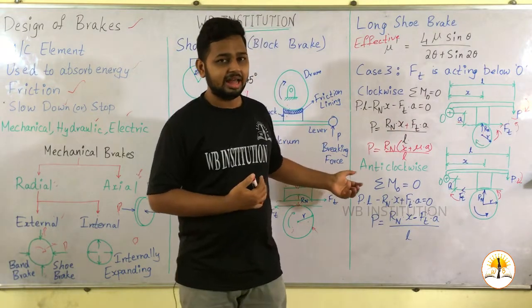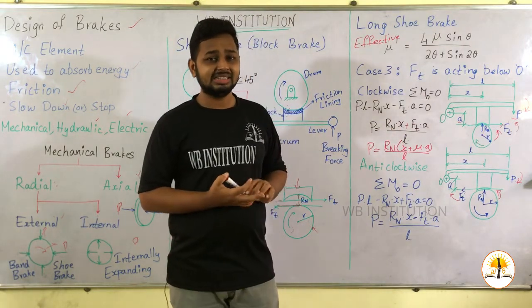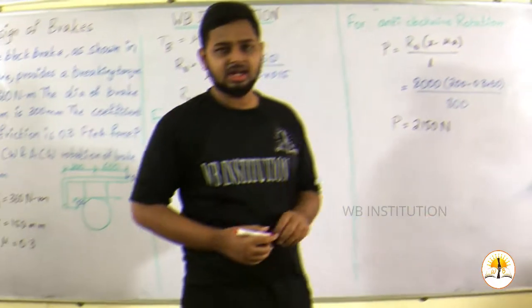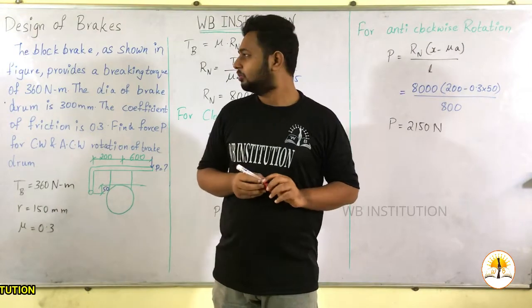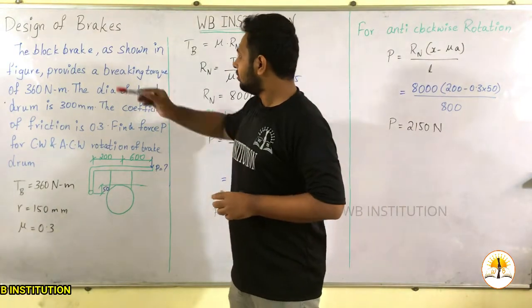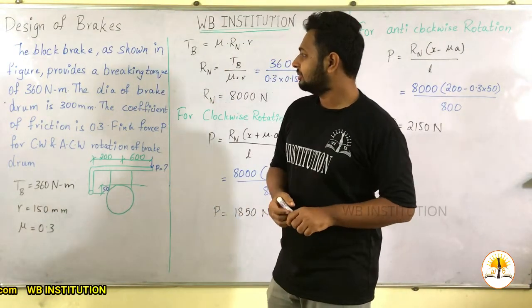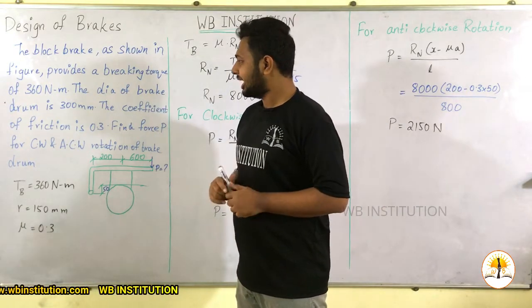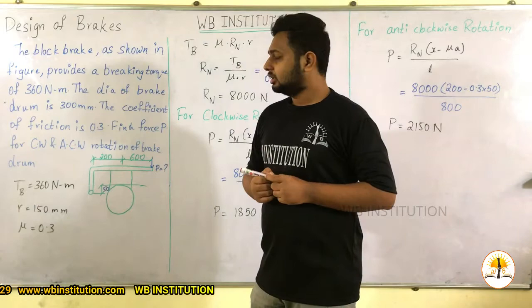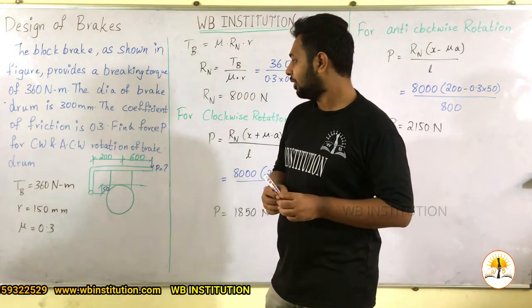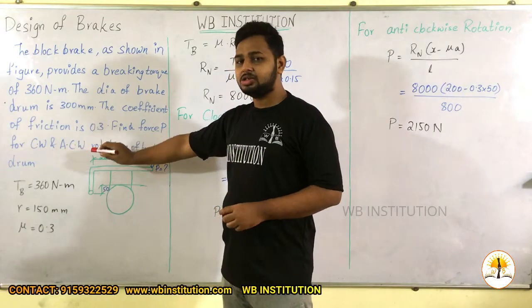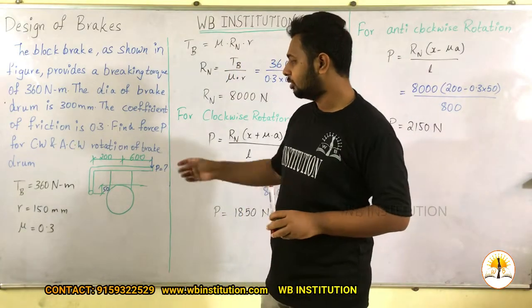So let us solve a numerical which was asked in a previous year's examination, and let us see how the questions are framed. Now let us solve a problem. The block brake as shown in the figure provides a braking torque of 300 Newton meter. The diameter of the brake drum is 300 mm. The coefficient of friction is 0.3. Find force P for clockwise and also anti-clockwise rotation of the brake drum.